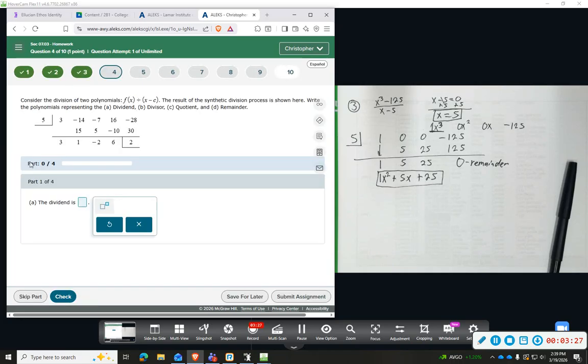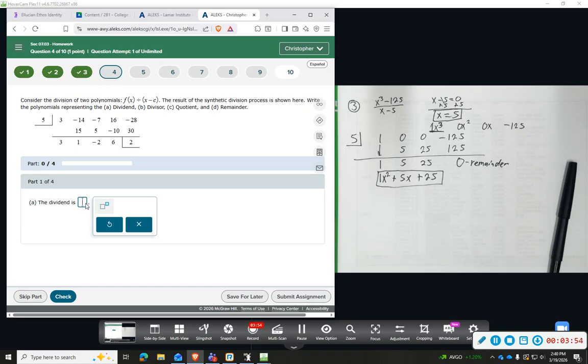Number 4, so we're seeing synthetic division. It just says consider the two polynomials. The result of synthetic division process is shown here. We're going to write the polynomial representing the dividend, divisor, quotient, and remainder. So the dividend is what we started with, this term up here. And we have a constant term. So this is x, x squared, x to the third. This looks like an x to the fourth problem.